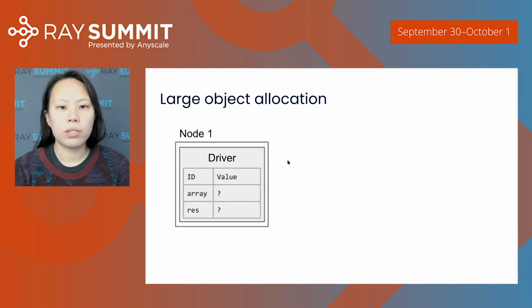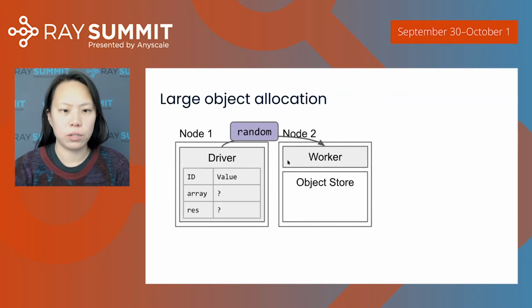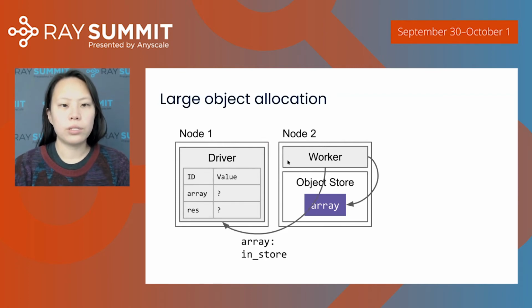To start, we have to schedule the random task on a worker. Let's suppose that we have another node with a worker on it, and so we can send the task to that worker for execution. Once the worker finishes the task, it stores the return value in its local object store. Next, the worker responds to the task's caller, saying that the array is now in the distributed object store.